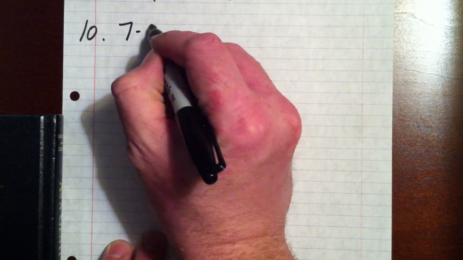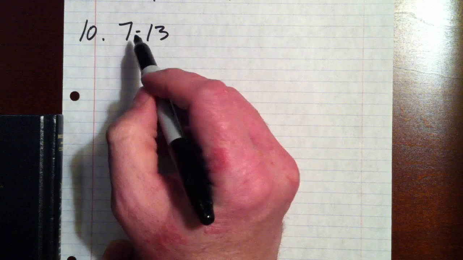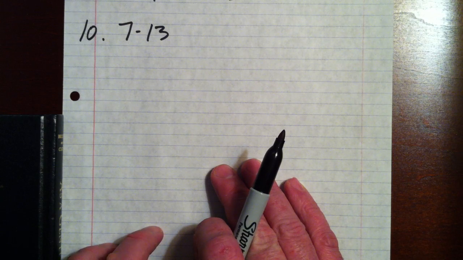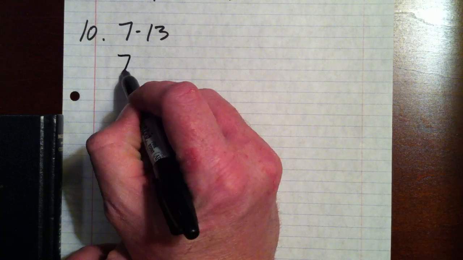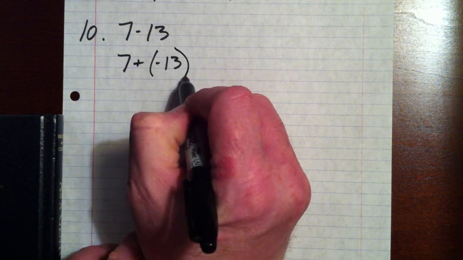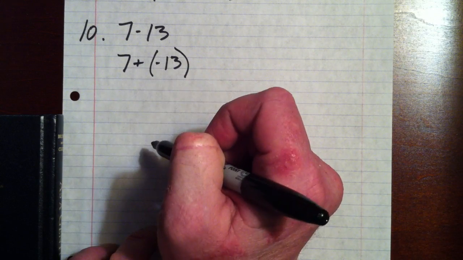Number 10 is 7 minus 13. Again, if you're not having a problem with these, you don't have to worry about all that stuff. You don't have to worry about changing it to an addition problem. But if you are, we can keep, change it to an addition, make this a negative 13. Keep, change the sign, and flip this, or keep, change, and change.